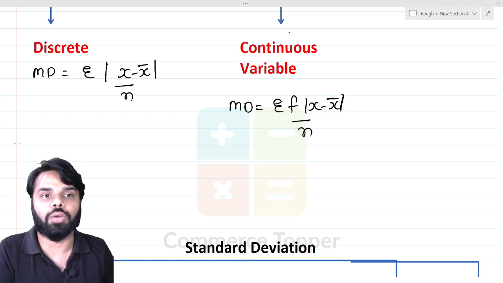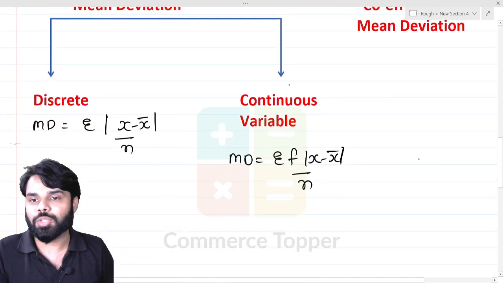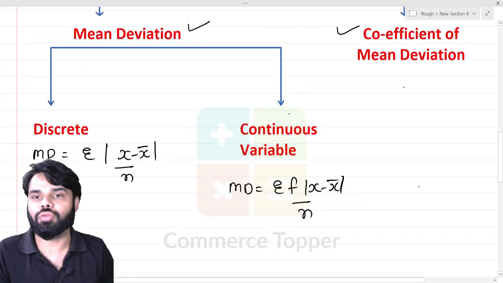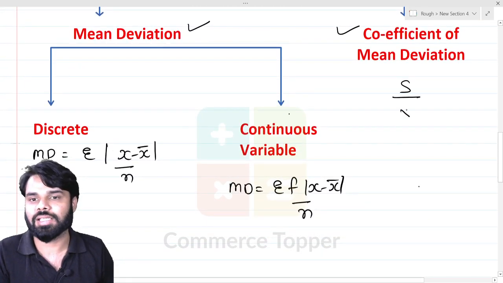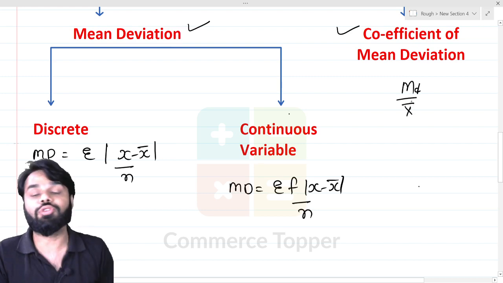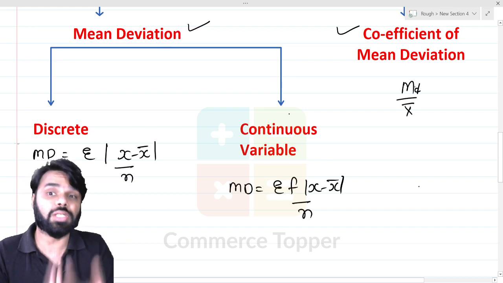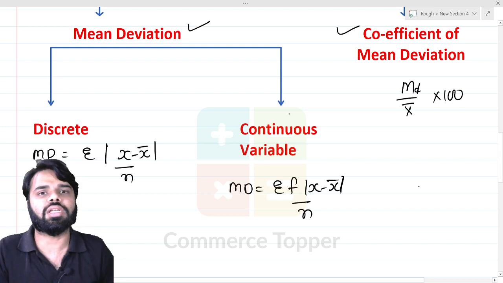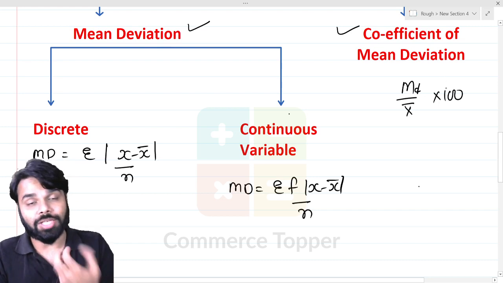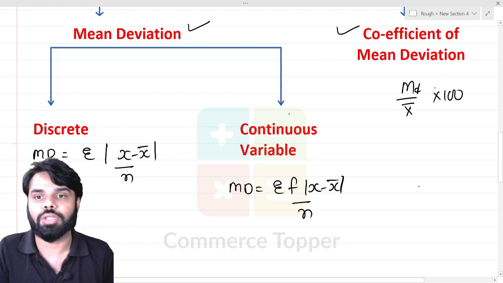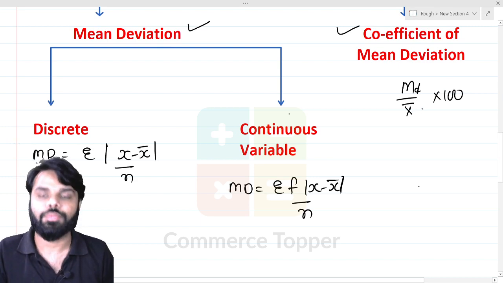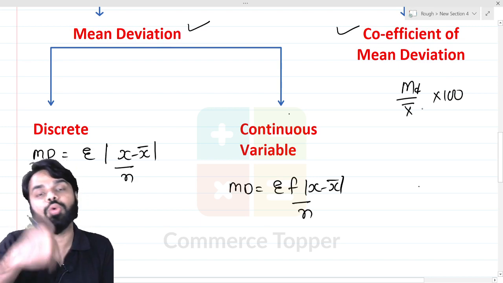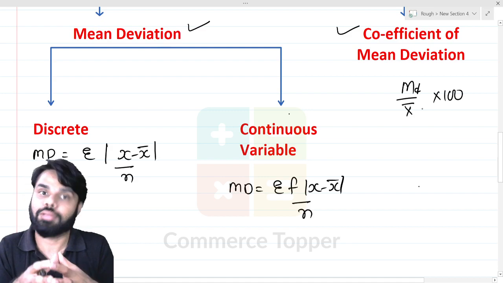Let's move ahead. The next point is coefficient of mean deviation. It is very simple: mean deviation upon x bar. If you want to calculate mean deviation in percentage, then you need to multiply it by 100. Otherwise, if you want it in decimal, then mean deviation upon x bar is enough. Coefficient of mean deviation and coefficient of standard deviation are both similar.